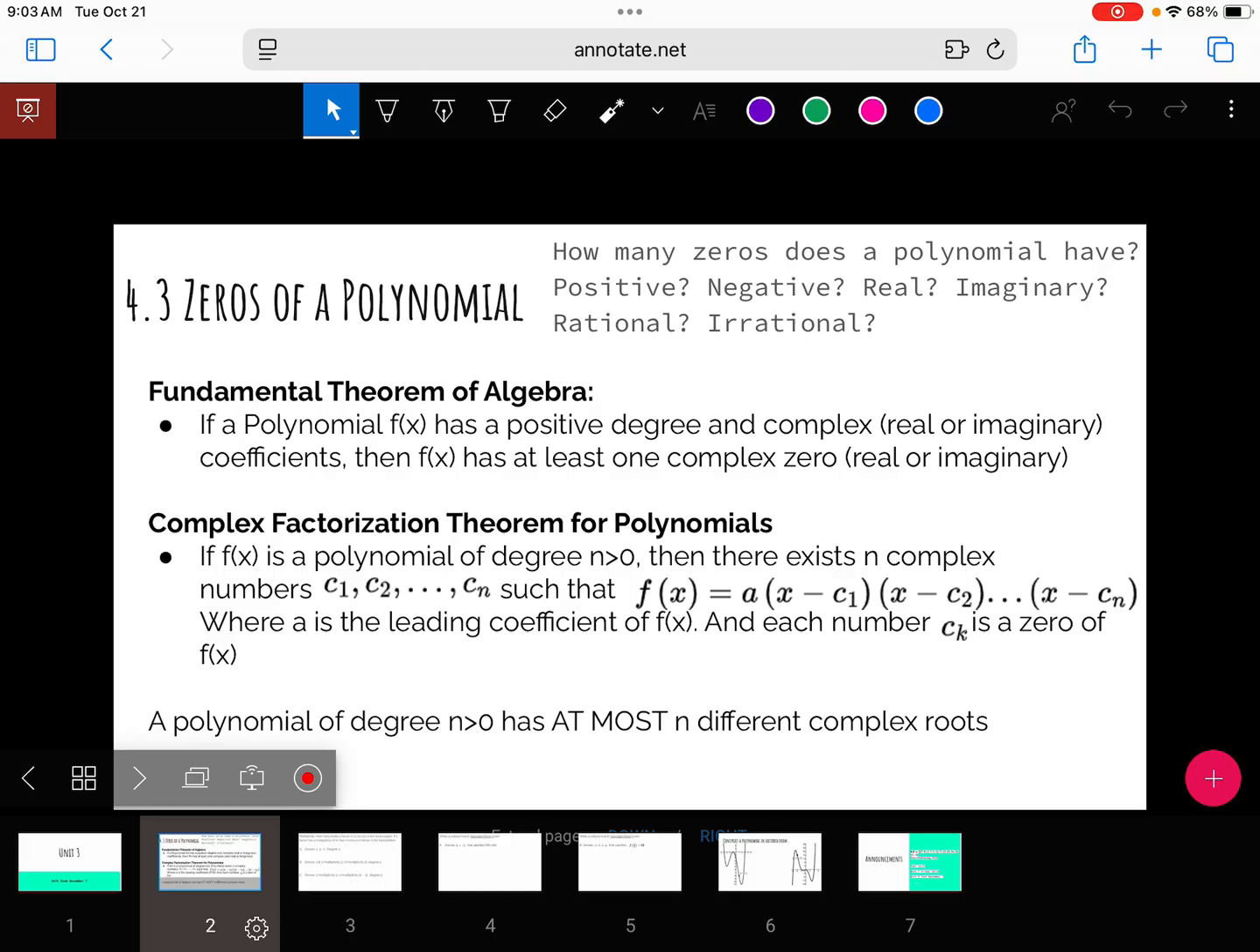That's what that's saying. I can find a solution. It might be real, it might be imaginary, but I can find a solution, at least one. Usually more than one.